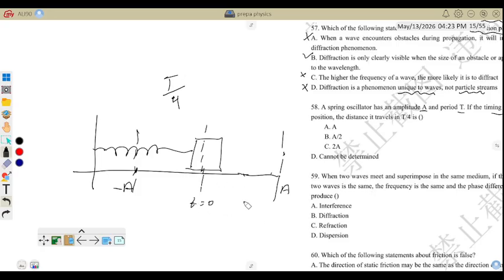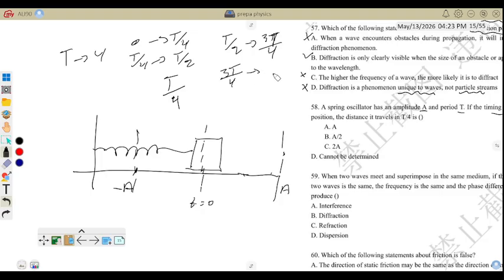So let's decompose the fall period into 4 parts: from 0 to T over 4, from T over 4 to T over 2, from T over 2 to 3T over 4, and from 3T over 4 to T. Actually, when it's getting back from here to here, that's T over 4 as the time taken to just travel this distance.